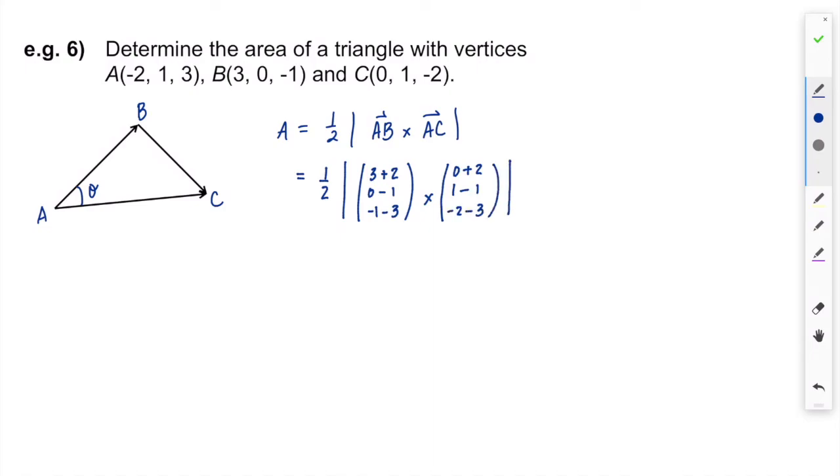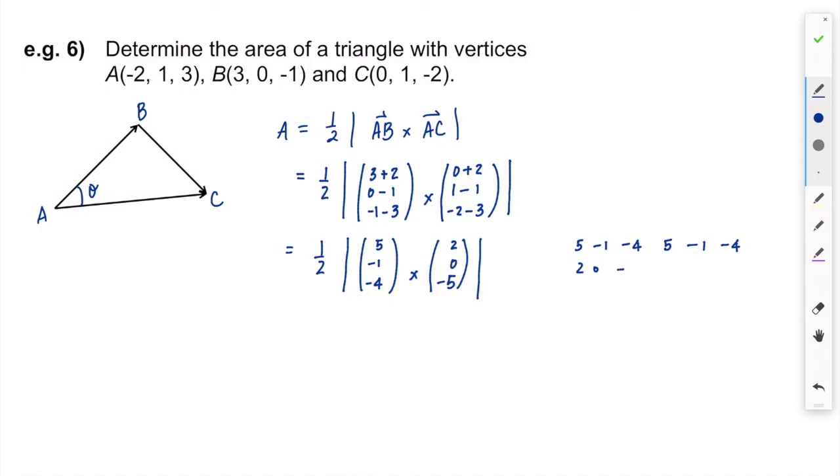All right. So what are we actually crossing? We're crossing 5, negative 1, negative 4 by 2, 0, negative 5. If you like the horizontal method, you list out 5, negative 1, negative 4, 5, negative 1, negative 4, 2, 0, negative 5, 2, 0, negative 5. Okay, so we ignore the first column. We go this way, that way, down, and then up. All right.